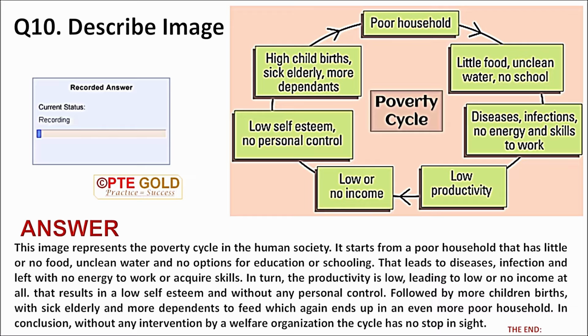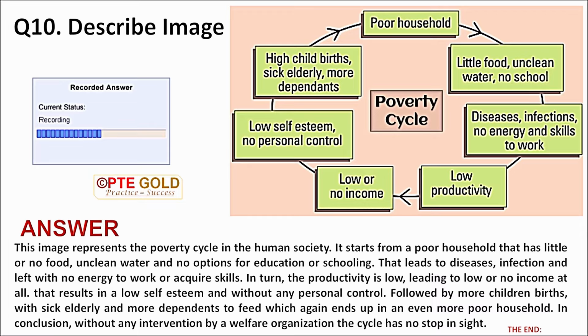This image represents the poverty cycle in the human society. It starts from a poor household that has little or no food, unclean water, and no options for education or schooling. That leads to diseases, infection, and left with no energy to work or acquire skills.